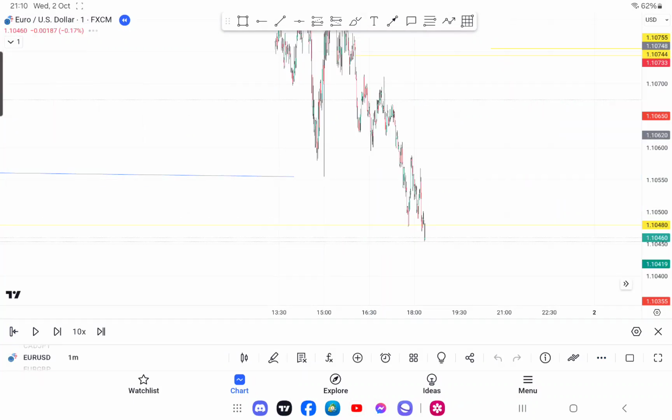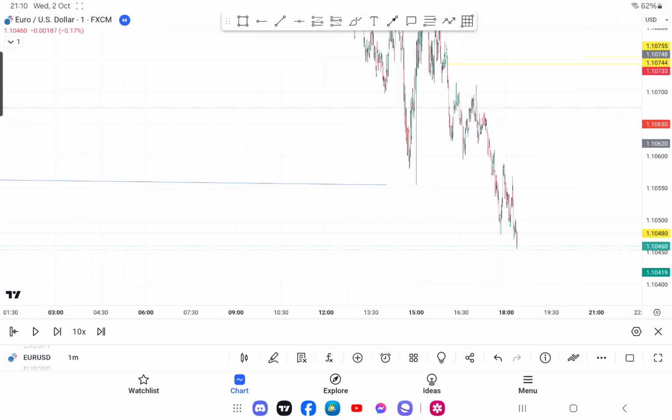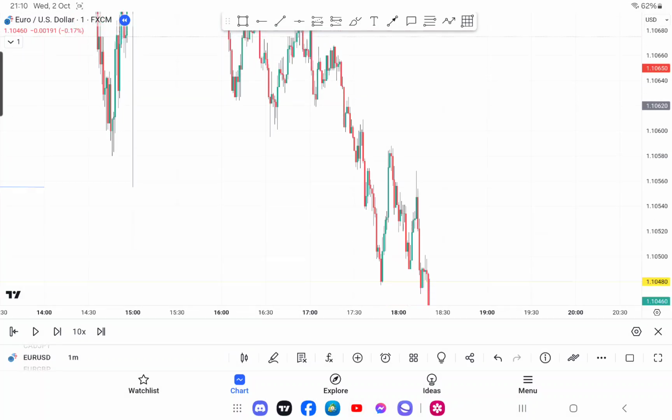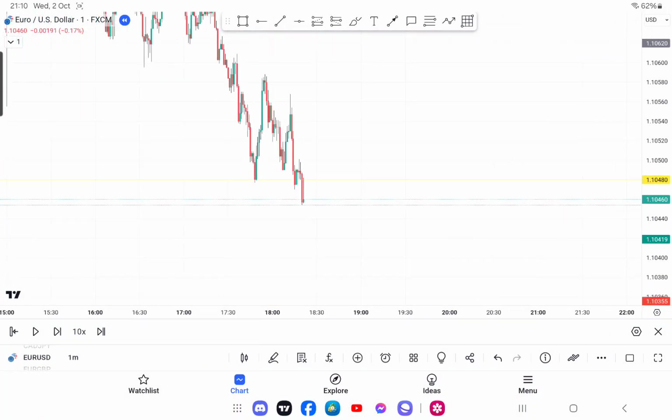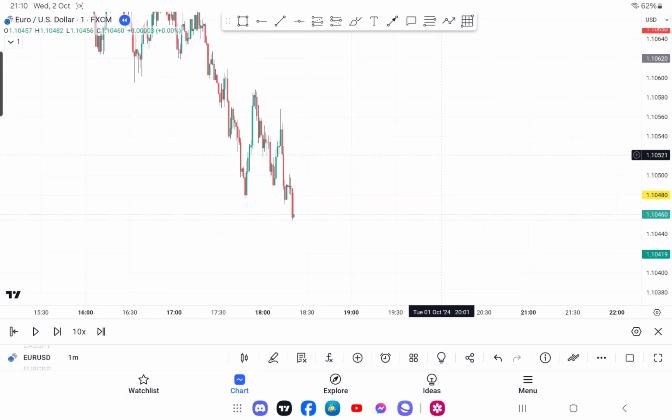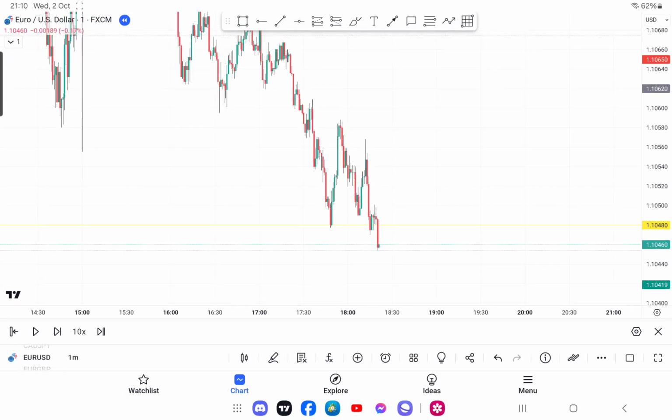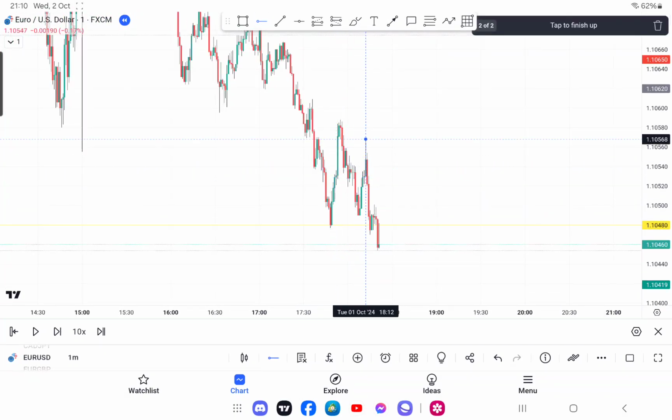I'll just go closer. So fills the imbalance there. So obviously as soon as it fills that imbalance, we'd start looking for change of character, marking change of character. So possibly this one here or that one.